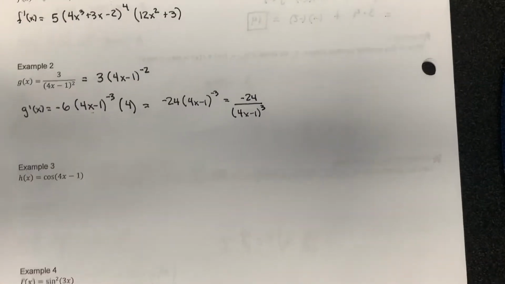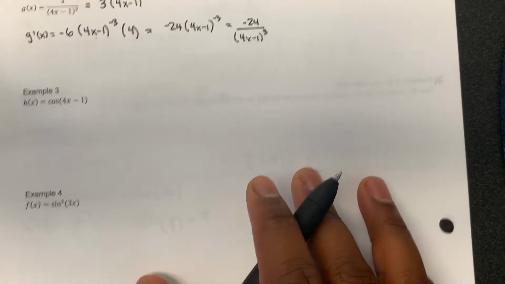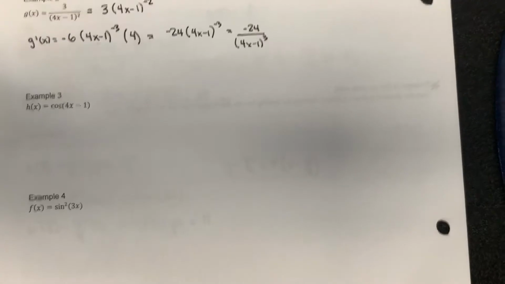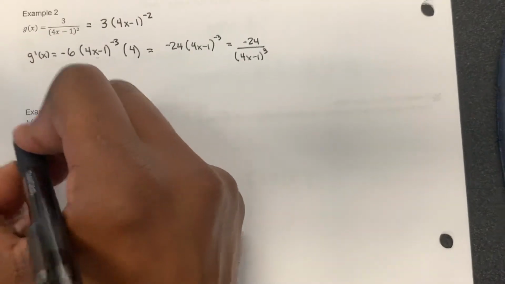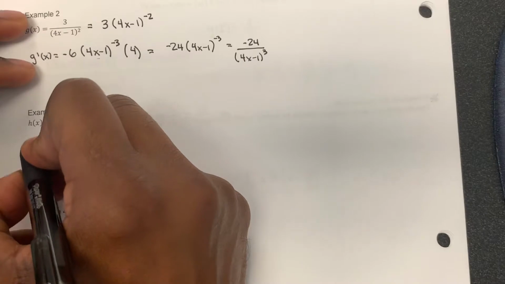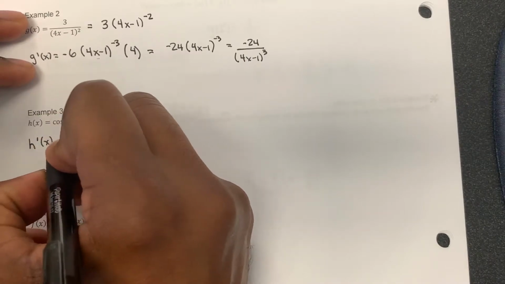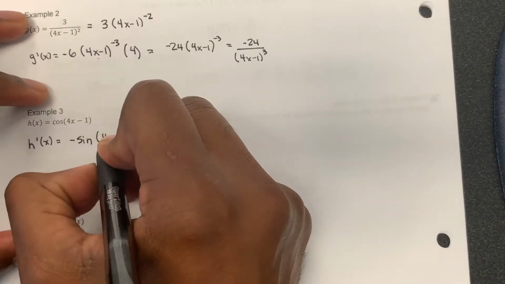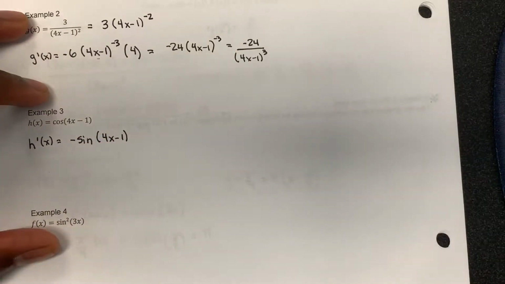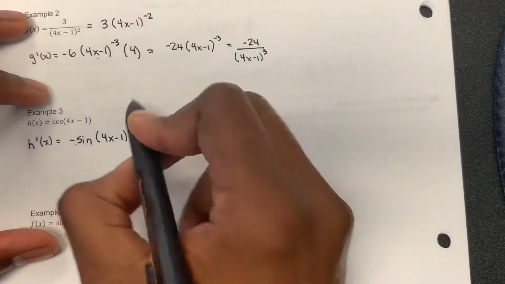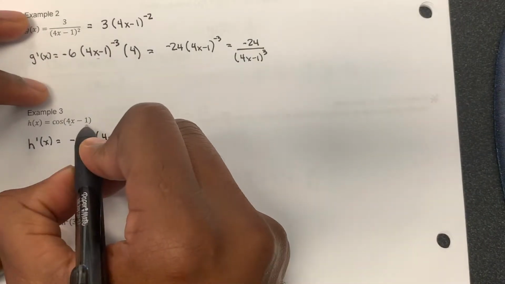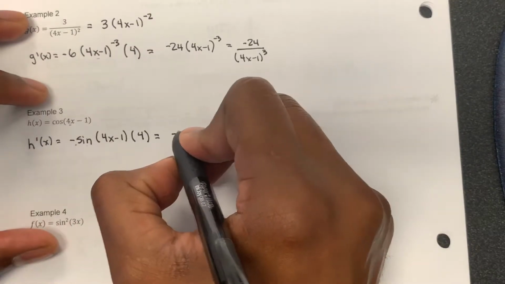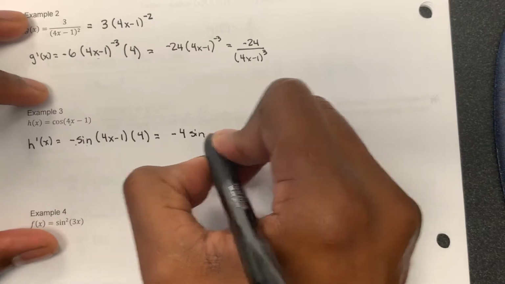For example 3, we have this cosine of 4x minus 1. So our outside function is cosine, and the inside function is 4x minus 1. So the derivative of cosine is negative sine. And remember, we never change the input for the chain rule. So negative sine 4x minus 1. And then we also have to multiply by the derivative of 4x minus 1, which is 4. So if we simplify, we get negative 4 sine 4x minus 1.